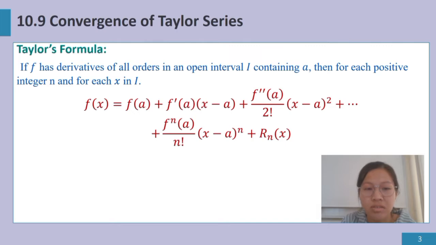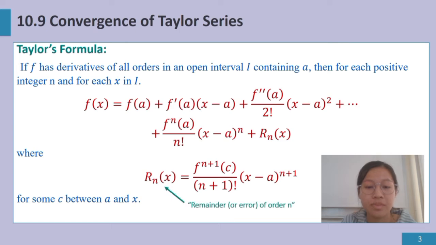We have the function f of x equal to f evaluated at a, plus the first derivative evaluated at a, and so on. And for this one, we're not going to add dot dot dot to infinity. Instead, we stop somewhere, and this we call the remainder or error. So the remainder of order n is equal to the n plus 1 derivative over n plus 1 factorial, times x minus a to the power n plus 1.